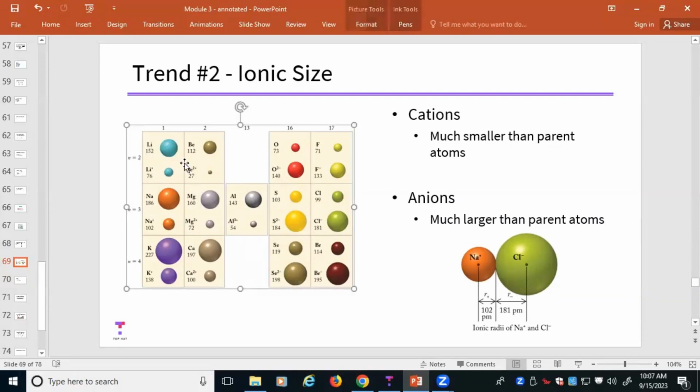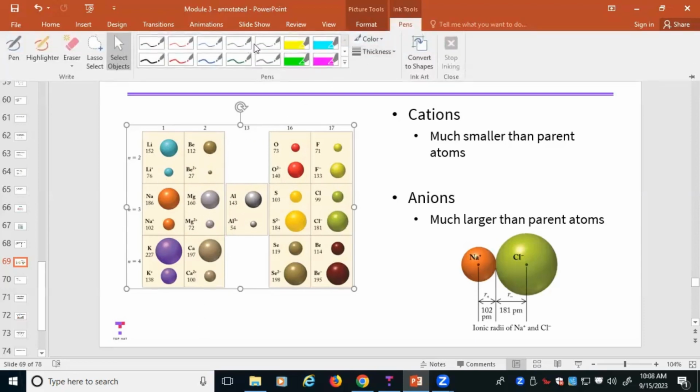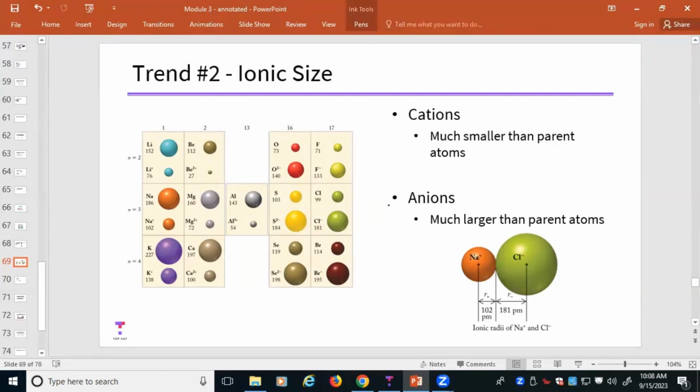We see that here with all of the metals. And in some cases, that can be a really drastic difference, especially as our charge increases. The other thing that we want to look at is that anions, that is negatively charged ions, are considerably bigger. Why are they bigger? Well, we've got more electrons in the same space. We haven't increased the number of protons, so we've got greater repulsion.